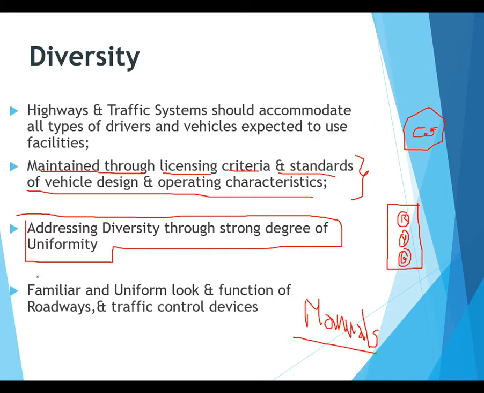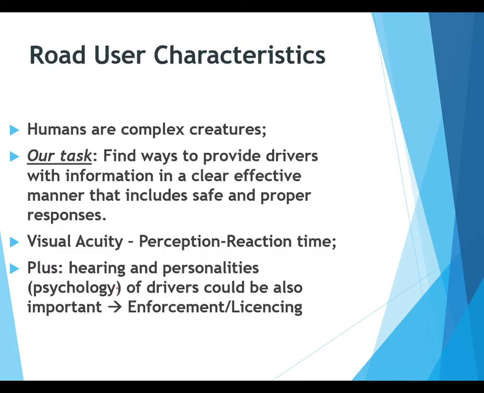Uniformity is one thing that we want to make sure of. We use the same messages throughout. Humans are very complex. Our task as engineers is to find ways to provide drivers with information in a clear, effective, informative manner that includes safe and proper responses. And if you remember, we talked about some of the things that are related to the user: visual acuity and perception reaction time. These are the things that we deal with when we design anything related to traffic and highway design.